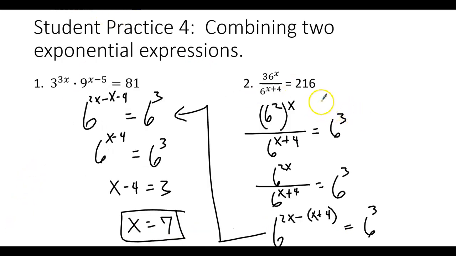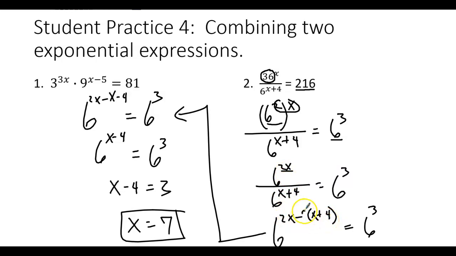All right, so let's take a look at this one. First thing I did was I changed a 36 into a 6 squared, and I changed the 216 into a 6 to the 3rd power. Next, we simplified by multiplying these together to get 2x. Then I applied the rule, which is when you're dividing, you subtract top minus bottom. So I have 2x minus x plus 4.